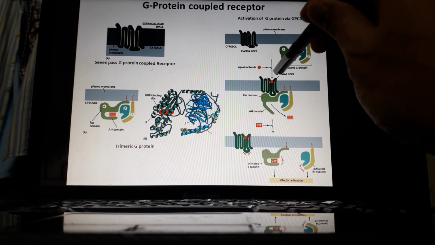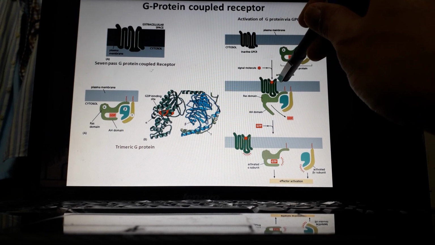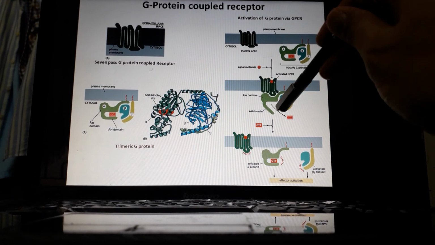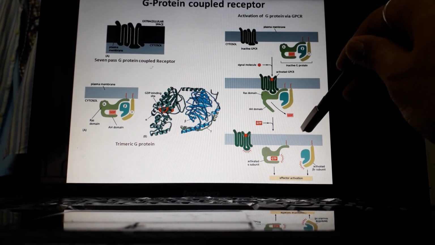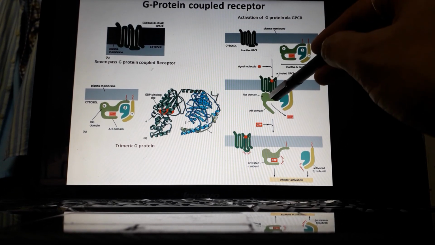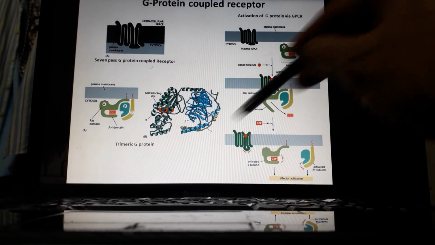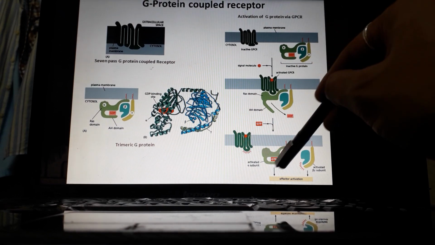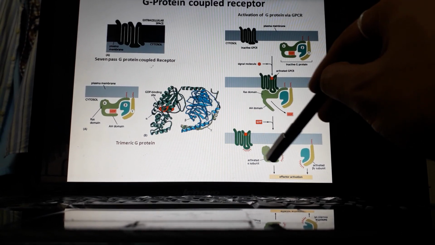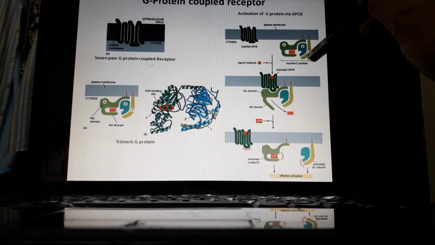That means when the receptor comes to this conformation, it binds to that G protein, okay, and it elicits the alpha subunit to release its bound GDP and to take up a new GTP. So it induces the alpha subunit to release its GDP and to take up GTP, and as it takes up a new GTP, there is a conformational change of the alpha subunit, and the alpha GTP becomes active and it dissociates from the remainder beta gamma complex.